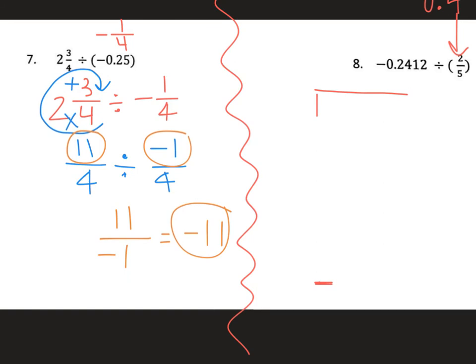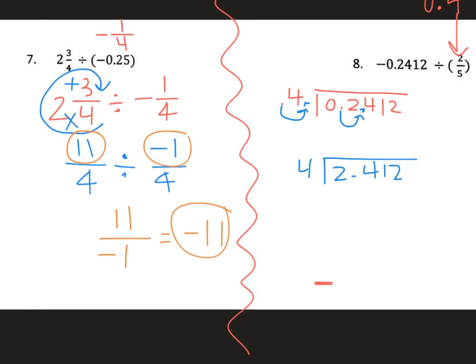So 0.2412 goes inside your house. 0.4 goes outside. Now remember, when you're dividing decimals, you do not want a decimal on the outside. So you got to scoot that decimal. However many times you scoot it on the outside, you also have to scoot it on the inside. So my new problem after I scoot that decimal would be 2.412, and on the outside is just a 4.